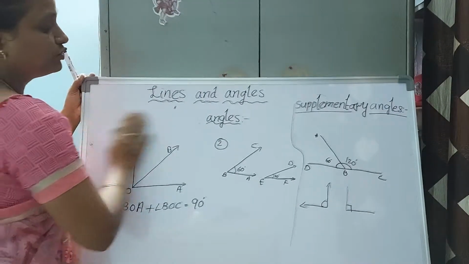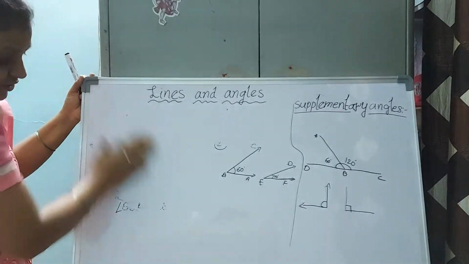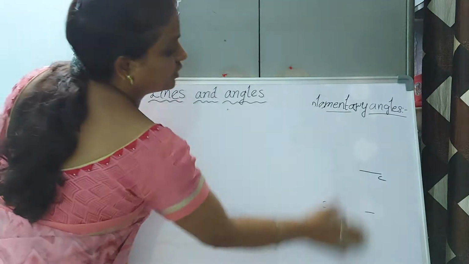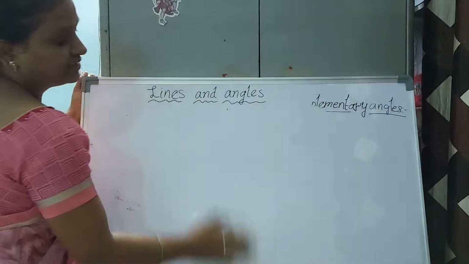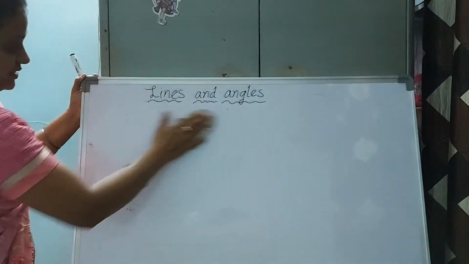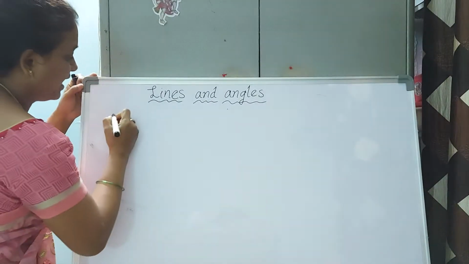Up to 8th class you studied only complementary angles and supplementary angles. But when you come to 9th class you will see conjugate angles also. What are conjugate angles? That is new for you. Conjugate angles means the sum of two angles is equal to 360 degrees. Then we call them conjugate angles.